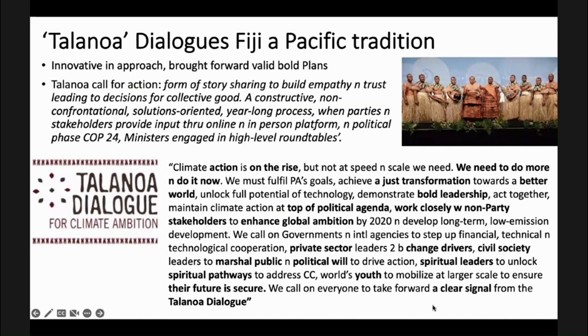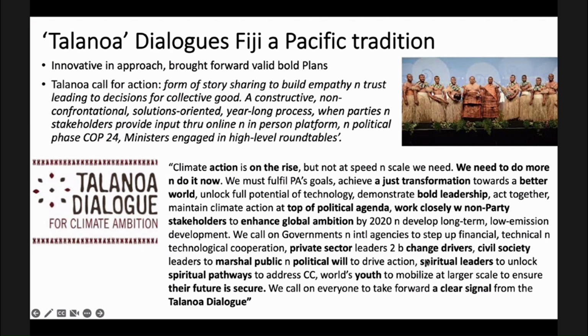This is important, and I want to focus a little bit on it. The Talanoa dialogues build on a Pacific tradition. It is not negotiated hard instruments. It is coming together to talk in a new form. And even if there is no formal agreement, there is consensus. So a non-confrontational approach using storytelling, solution-oriented, where parties and stakeholders provided input. And in the second phase, ministers engaged in high-level roundtables in Poland.